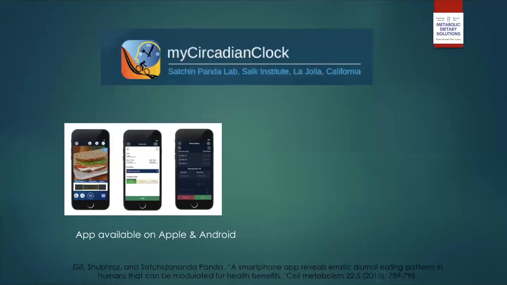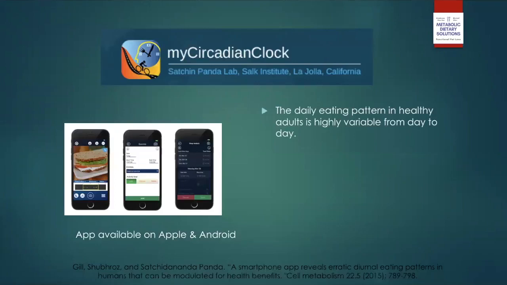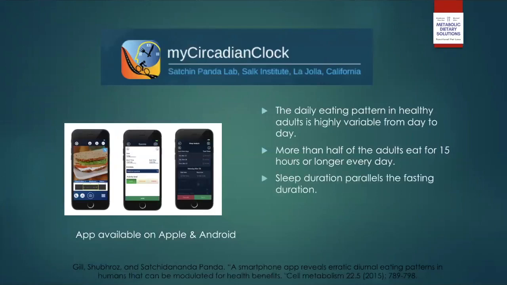The interesting part of this study was really fascinating. He found that the daily eating pattern in healthy adults is highly variable from day to day. This was a study in the US. In India, the findings were really, really exciting. Next, more than half of the adults eat for 15 hours or longer every day. Sleep duration parallels the fasting duration. As Dr. Panda says, you eat as long as your eyes are open. So reducing the daily eating duration can contribute to weight loss.